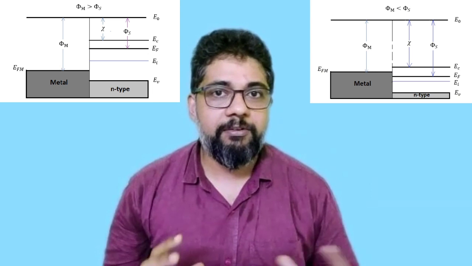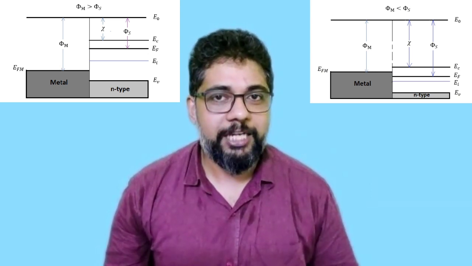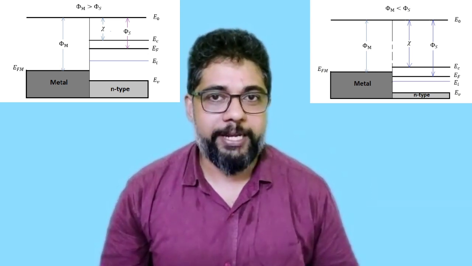When we combine a metal and an N-type semiconductor, it will act as a rectifying contact when phi m, which is the work function of metal, is greater than phi sc, which is the work function of the semiconductor. And on the contrary, if phi m is less than phi sc, it will act as an ohmic contact.